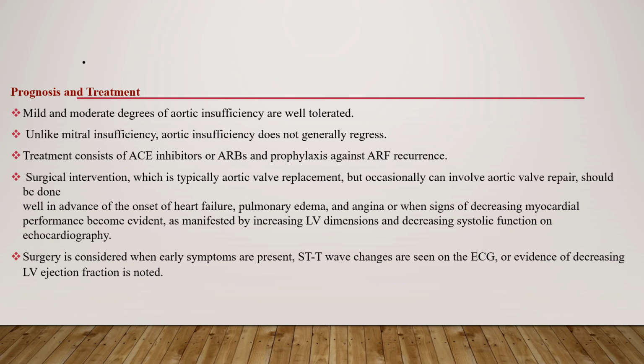Surgical intervention, which is typically aortic valve replacement, but occasionally aortic valve repair, should be done well in advance of the onset of heart failure, pulmonary edema, angina, or when signs of decreased myocardial performance become evident. Right-sided valvular involvement, such as tricuspid valve disease or pulmonary valve disease, is more common secondary to right ventricular dilation resulting from a significant left-sided cardiac lesion. Otherwise, primary tricuspid valve involvement and pulmonary valve involvement due to rheumatic valvular disease is rare.